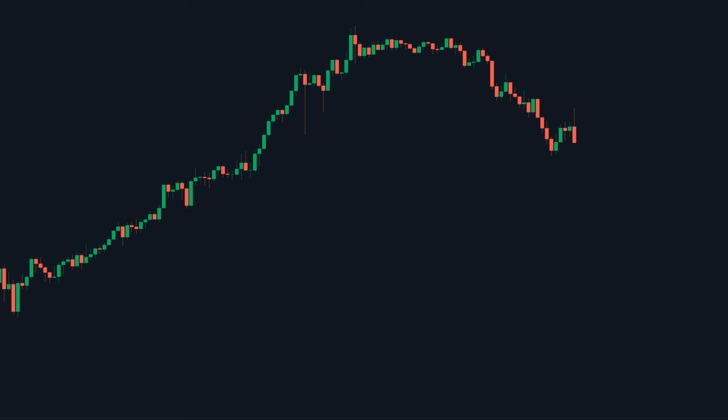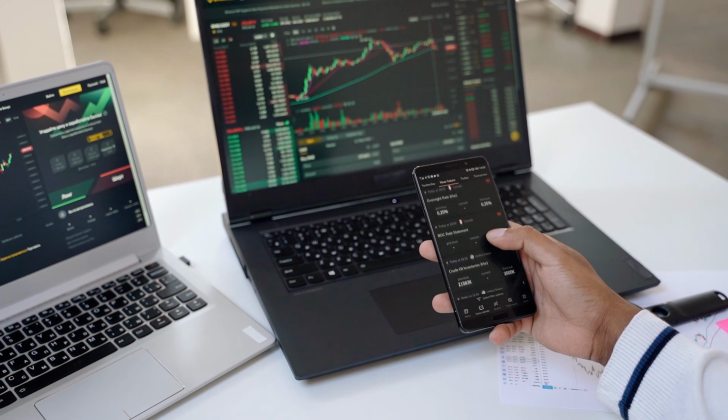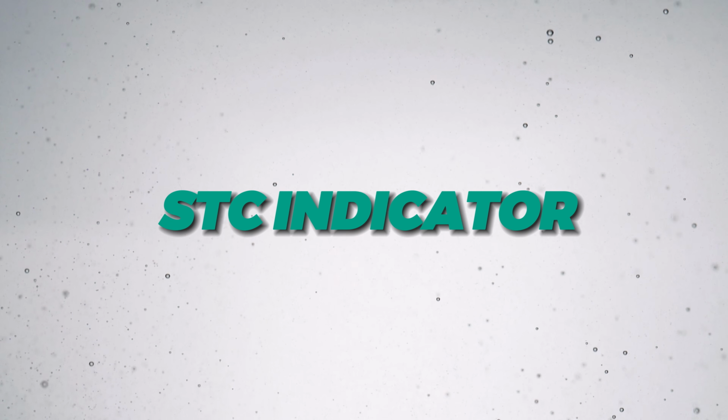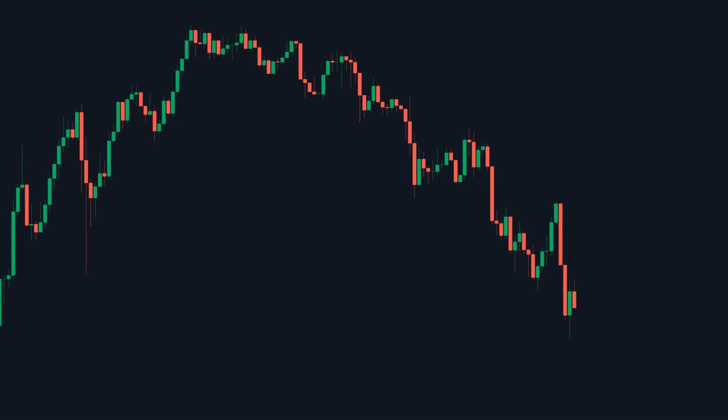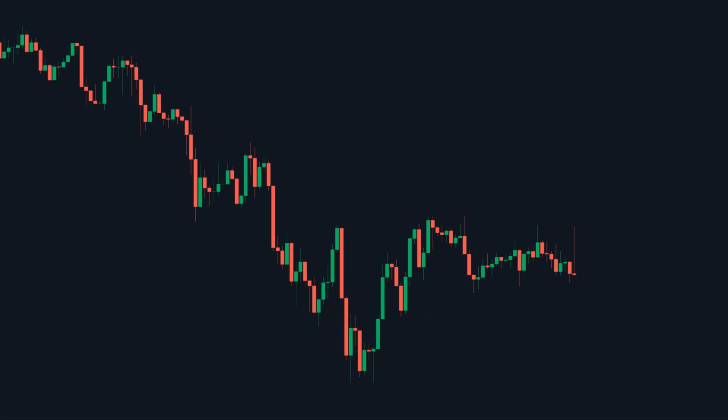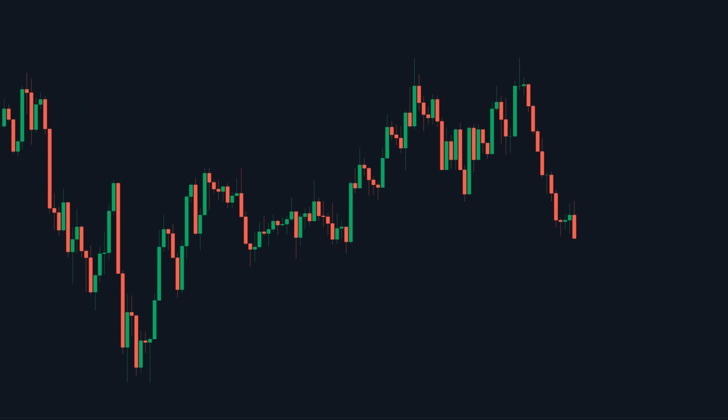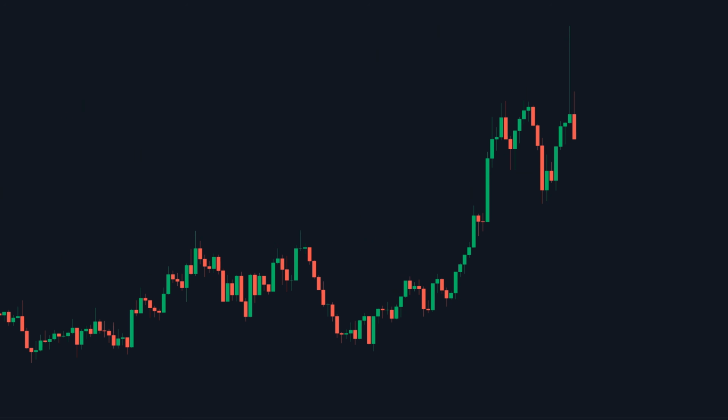In today's video, we're gonna showcase a super accurate strategy that uses the STC indicator. We're gonna go over how to set up all the indicators needed for this strategy, the best settings to use, as well as the entry and exit conditions.